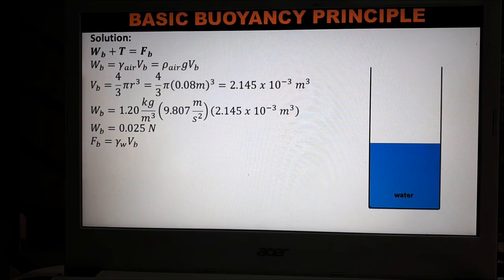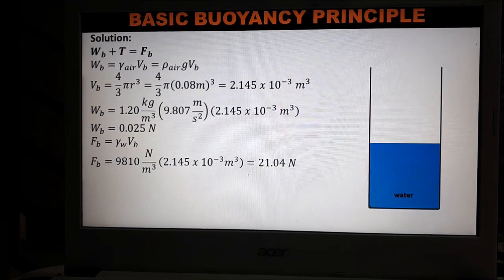Solving for the buoyant force, it is equal to the specific weight of the water times the volume of the ball. Since the volume of the ball is equal to the volume of the water displaced, considering that the whole volume of the ball will be submerged beneath the water surface, the buoyant force is equal to 21.04 Newton.